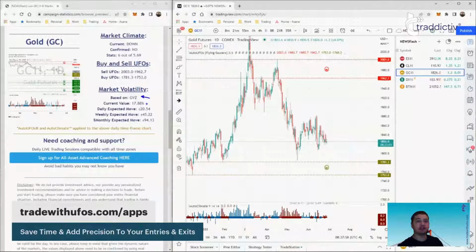Based on GVZ, 17.88% volatility. 1781.3 to 1753 is the buy UFO, and 2003 to 1962.7 is the sell UFO, between current price.